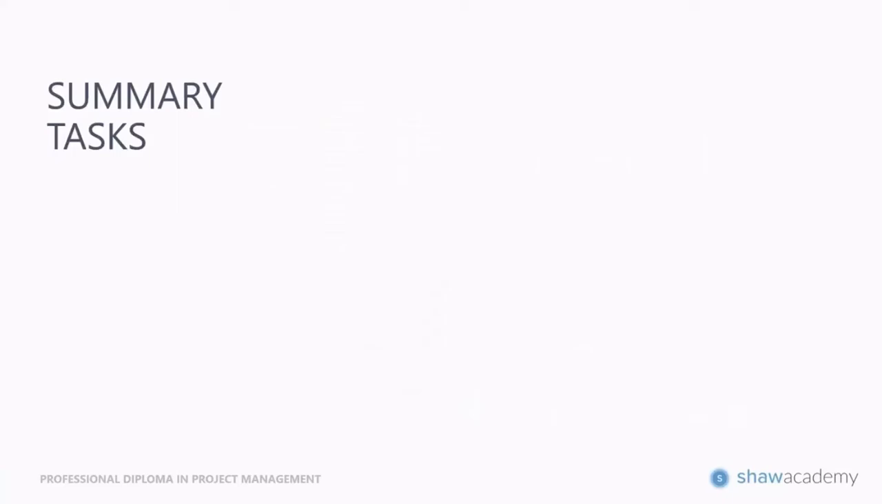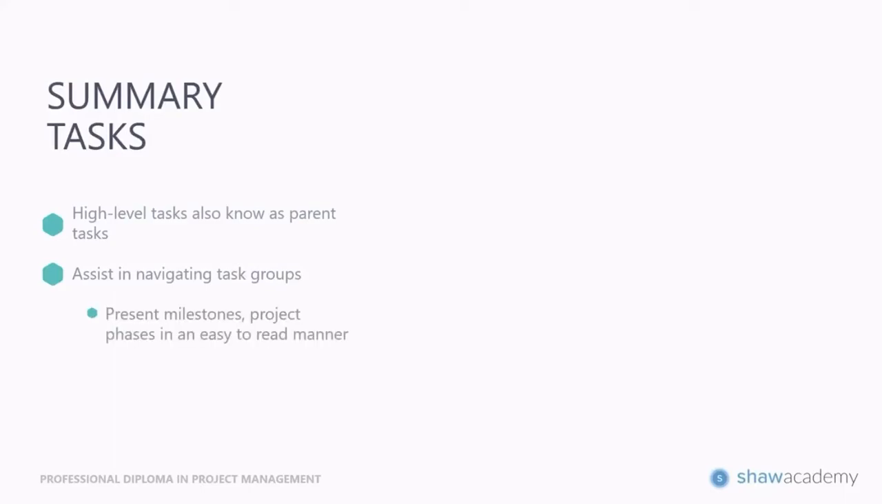Then we have summary tasks, which we've discussed briefly already, but let's dive a little bit deeper into that. Your summary tasks are high-level tasks that are also known as parent tasks. The term parent task comes from more of the IT side of project management, but I think it's quite a good visual when we move on to subtasks. So yes, summary tasks can also be known as parent tasks. Your summary tasks are going to assist in navigating your different task groups. They will show you the sequence in which things need to happen for your project to be successful. And then they can also present your milestones, so the sequence in which your project is executed, and also represent project phases if you're moving from planning to execution.